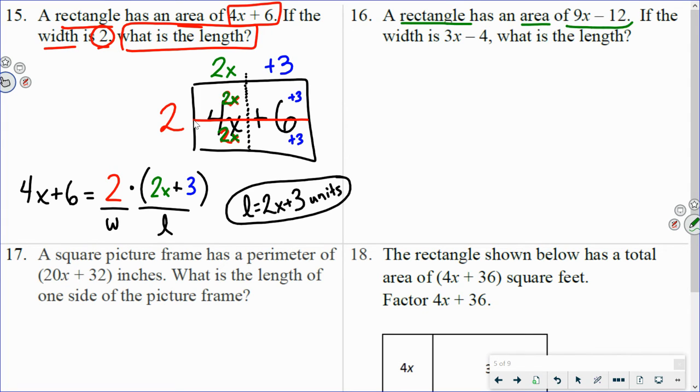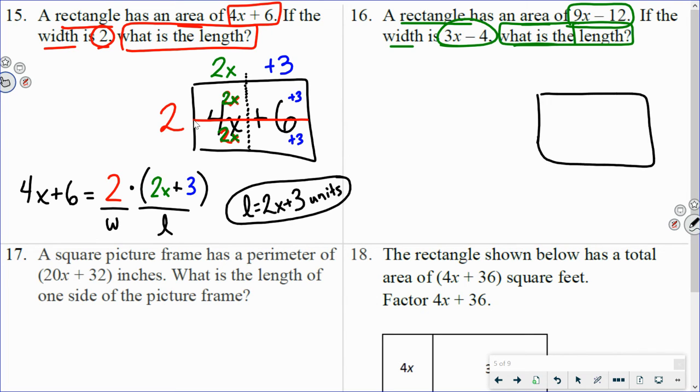Rectangle here, area 9x plus 12, width is 3x minus 4. What is the length? That's what the question's asking. Drawing another rectangle, 9x, and I'm going to go ahead and write a negative 12 here. Now, interesting in this case that it actually gives us a width of 3x and a negative 4.